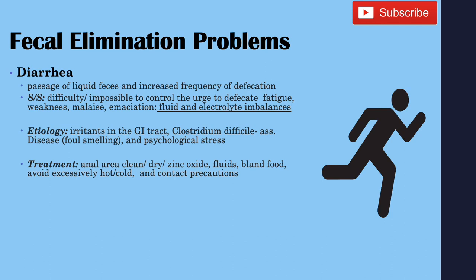And the treatment includes keeping the anal area clean and dry and applying ointments such as zinc oxide, administering your patient fluids, advising them to eat bland food, avoid excessively hot and cold foods because this can irritate the GI tract. And also, if your patient has C. diff, you have to use contact precautions, which includes gloves and gowns, and washing your hands with soap and water, not just using alcohol-based cleansers.